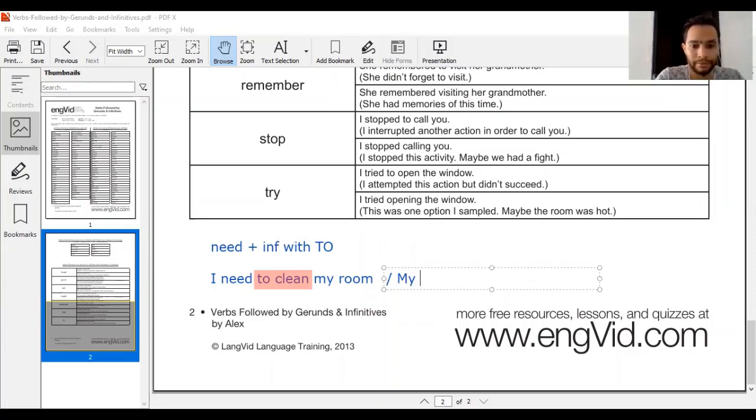My room. I mean, if you do this, like "I need cleaning my room." I mean, this is incorrect, right? This is what I'm trying to tell you.